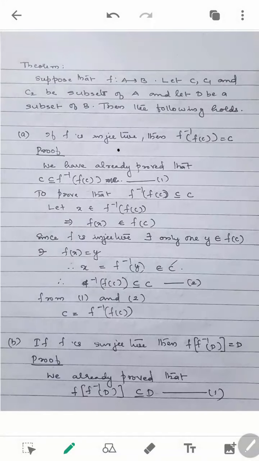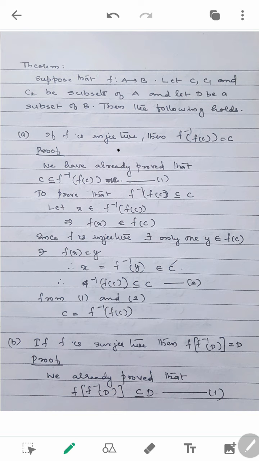Hello students, last class we have done some theorems on functions acting on a set. In this class also we will be continuing that process, that means some theorems on functions acting on the set, and then we will move on to compositions of functions. Okay, first we will move to the first theorem.